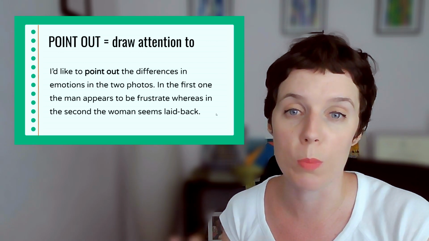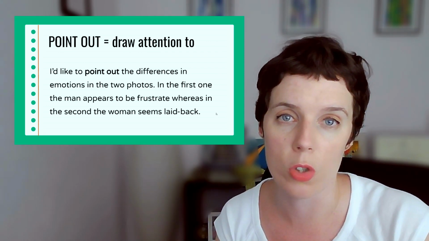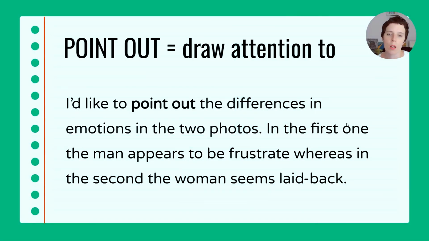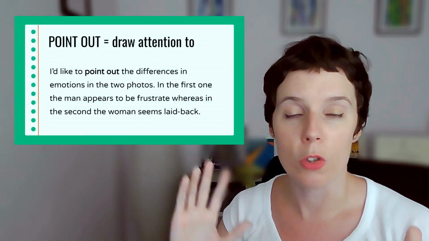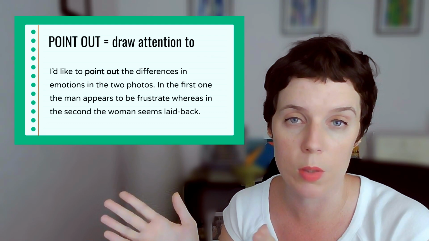Phrasal verb number 2 is point out, which is to draw someone's attention to something. So for example, you could say something like, I'd like to point out the differences in emotions in the 2 photos. In the first one, the man appears to be frustrated, whereas in the second one, the woman seems laid back. Okay, so again, remember you're comparing and contrasting, so you are literally pointing out the differences between the 2.